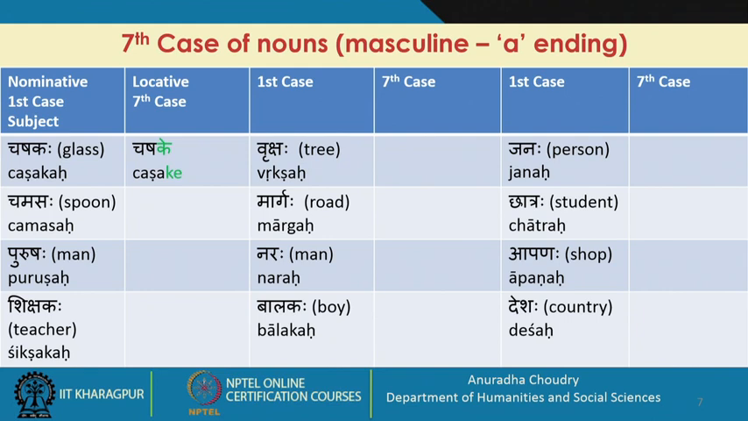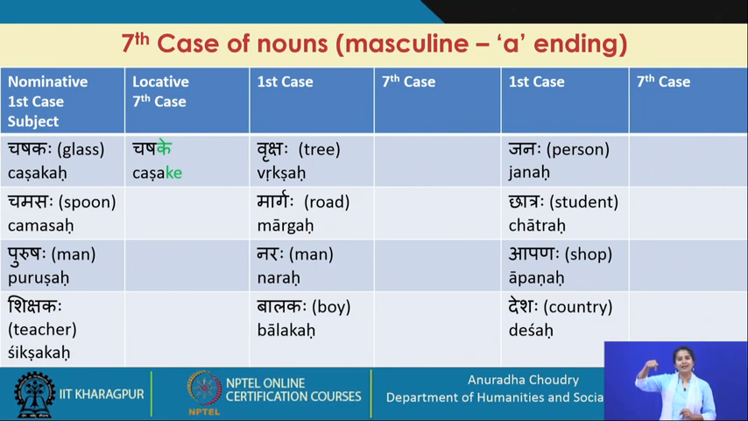Moving on, let's do a little practice. So we had chashakaha, chashake, and I want you to do this action. So if you can see me on the screen, I want you to do this particular action to indicate 'in', all right, and then your brain will register it better. Chashakaha, chashake, chamasaha, chamase, purushaha, purushe, shikshakaha, shikshake, vrikshaha, vrikshe, margaha, marge, naraha, nare, balakaha, balake, janaha, jane, chhatraha, chhatre, apanaha, apane, deshaha, deshe. So you must be wondering, what do we mean by chhatraha, chhatre?